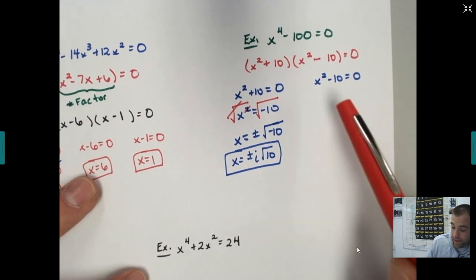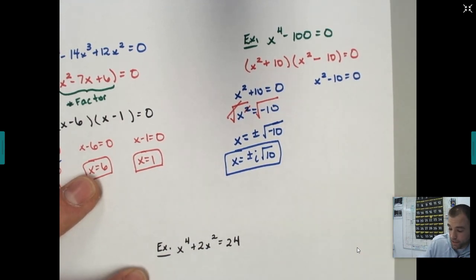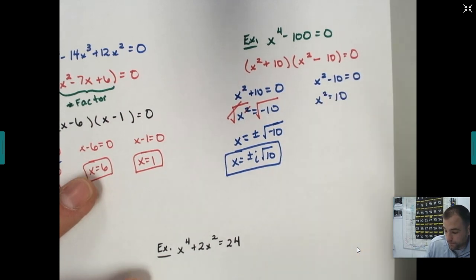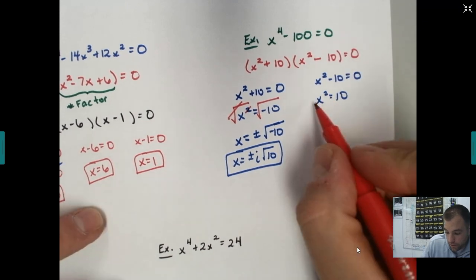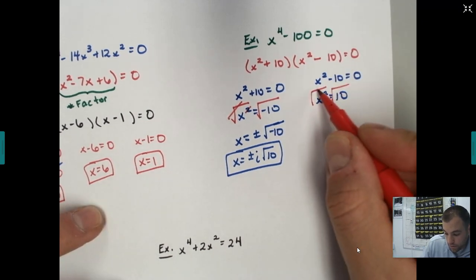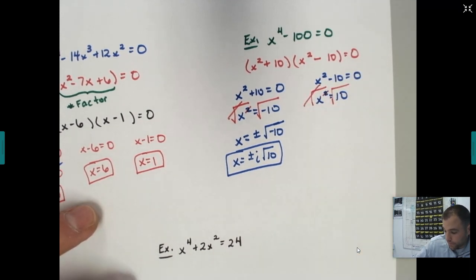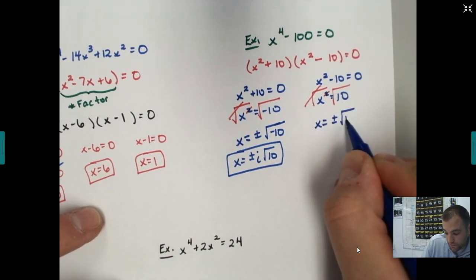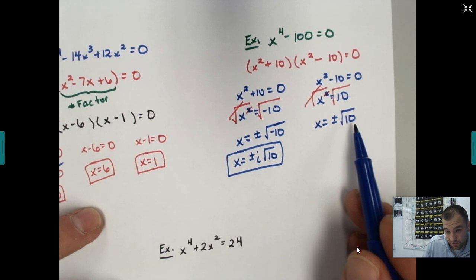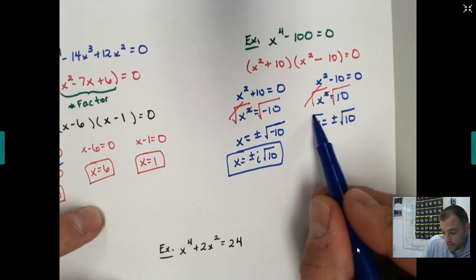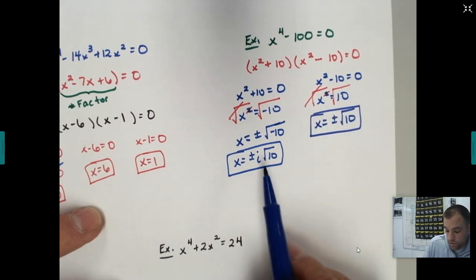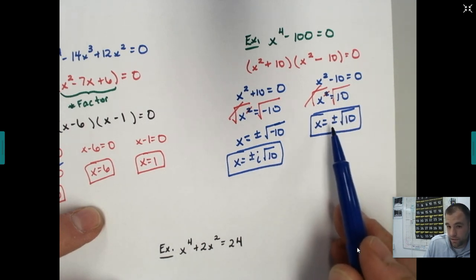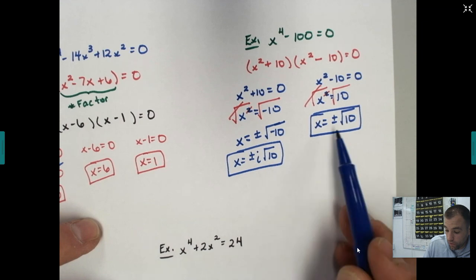Now I have to do that again over here. So I have to do the same steps, but now I'm going to add 10 and square root it. They cancel. So I'm left with x equals plus or minus the square root of 10. Notice this 10 is positive, so I don't have to put i in this case. I'm done. So plus i square root of 10, negative i square root of 10, positive square root of 10, negative square root of 10. Those are my four answers.